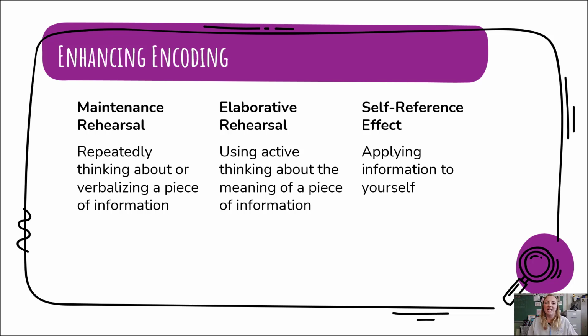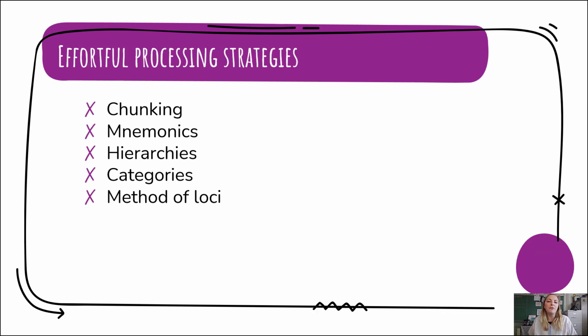The final way to enhance your encoding is the self-reference effect, and I have said this multiple times. This is applying information to yourself. If you can make an event or a piece of semantic information really meaningful to you, making an example that applies to your life, you are much more likely to encode that information because you've connected it with something you already remember. Some other effortful processing strategies in order to enhance our encoding include chunking.